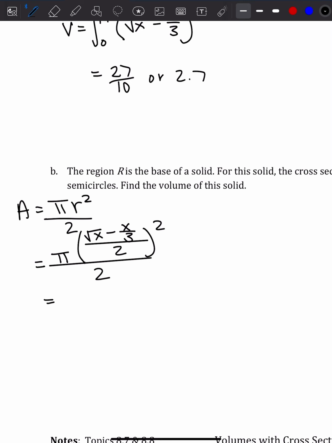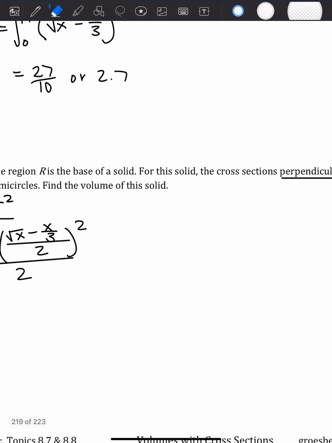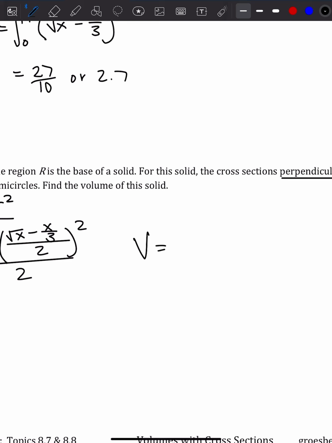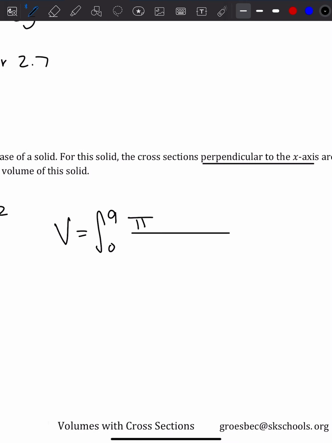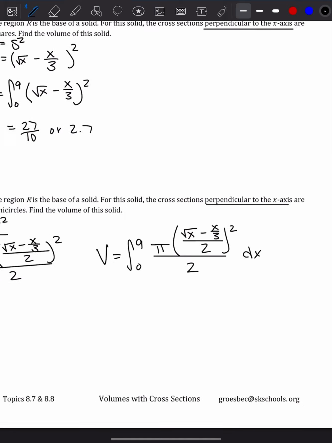If I know what we have going on here, I can go ahead and plug this in as is. I don't even need to simplify this at all. I can say the volume is equal to the integral from 0 to 9, our bounds, of this whole thing. So pi divided by 2, and our radius divided by 2, squared. So our radius is the square root of x minus x over 3, divided by 2 because it's cut in half, and squared because our radius has to be squared for this.